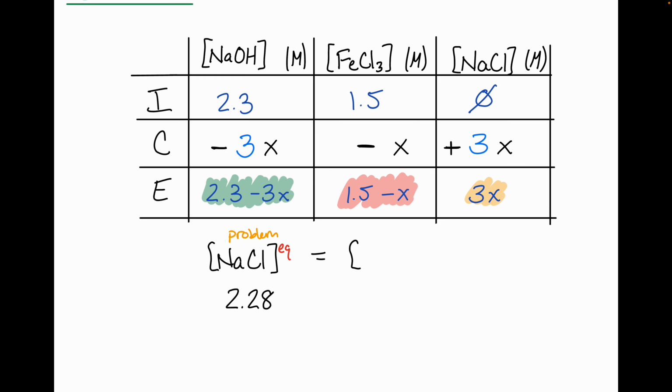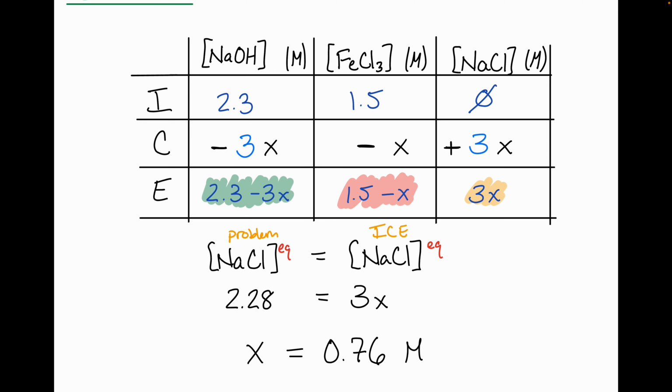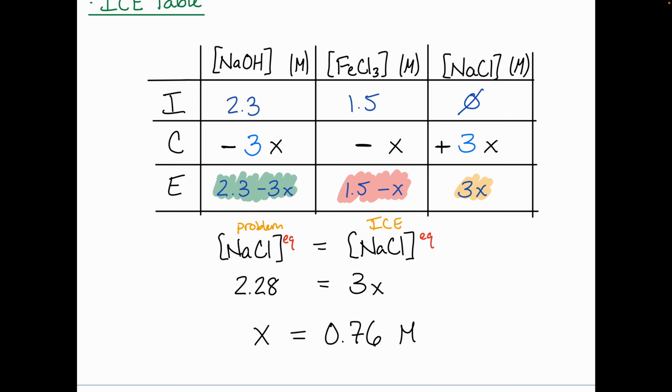I know that has to equal the concentration of NaCl at equilibrium from my ice table, which is 3x. Okay, so that means x is equal to 0.76, in this case molar. And I'm done.